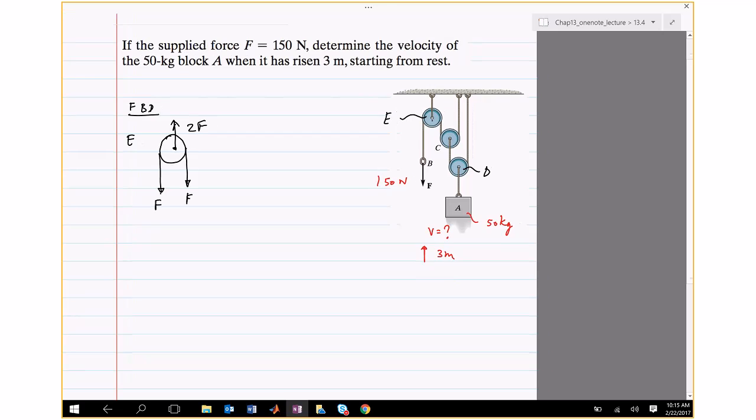Okay, so then let's draw the free body diagram for C. This is C, and there'll be a force along the string in the upward direction. It will be equal and opposite to the force I've drawn here. This will also be F, and what's the force here? It's 2F. Again, it's 2F only because C has no mass.